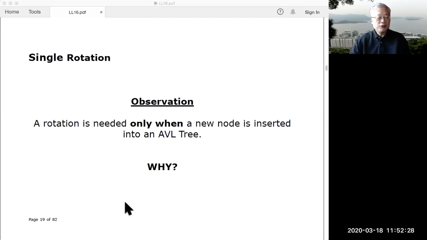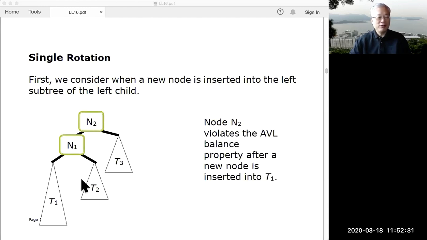Okay? So the first rotation that would be needed is called single rotation. Single rotation is needed if we insert a new node into the left subtree of the left subtree. That is, we insert the node into T1, okay? So that T1 becomes higher than before by one, probably. So we say left subtree of the left subtree, then we probably need to do rotation, okay? If that's the case, then node N2, that's the root, violates the AVL balance property after a new node is inserted into T1.